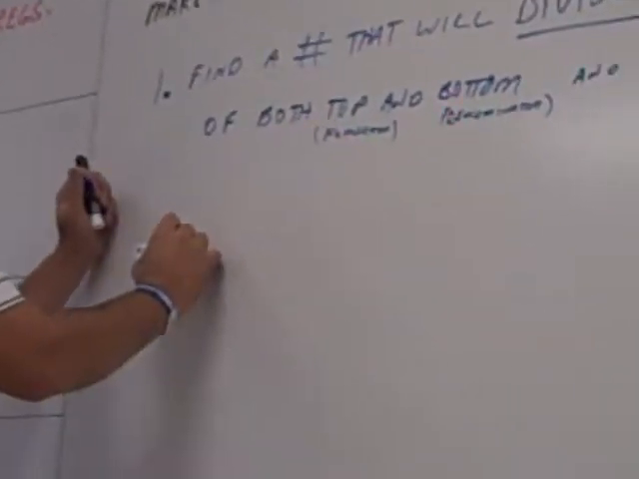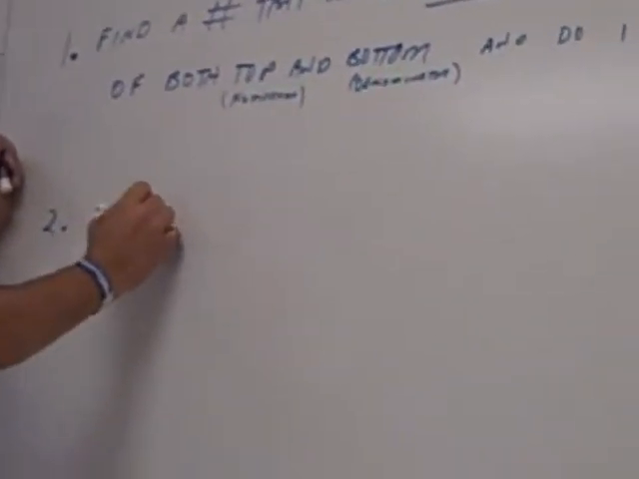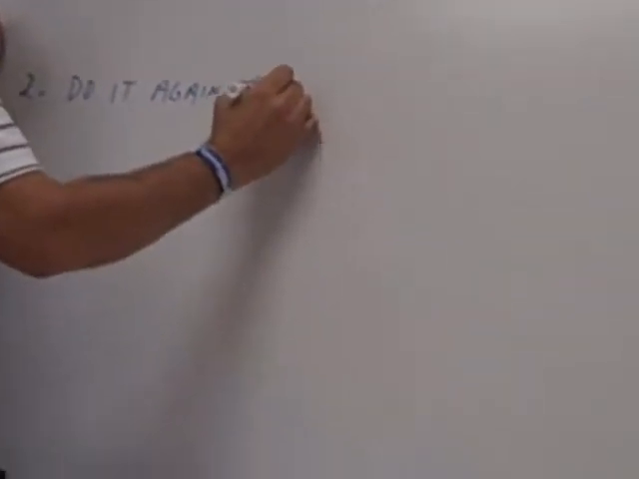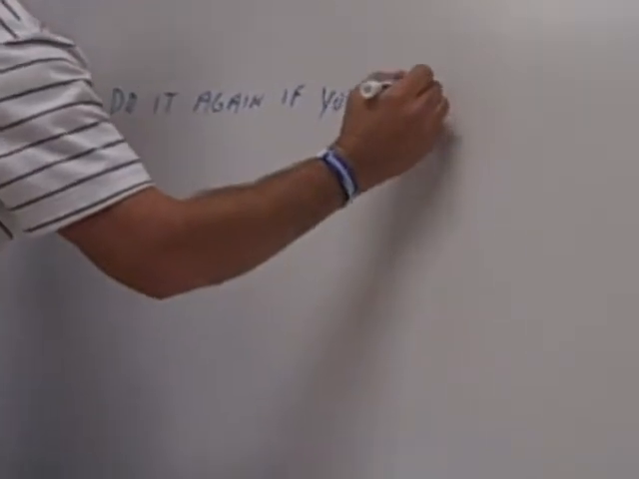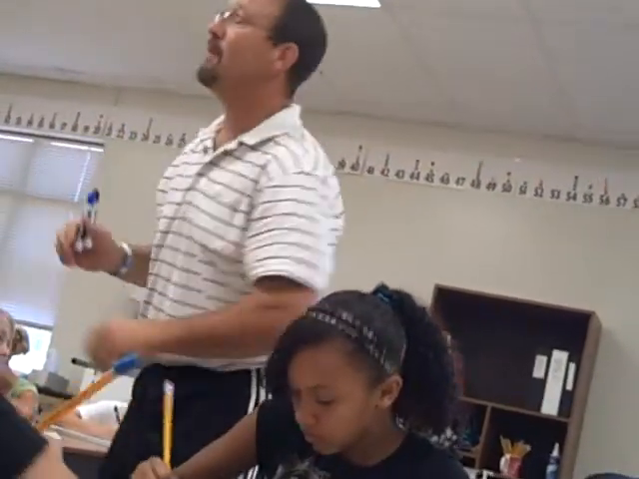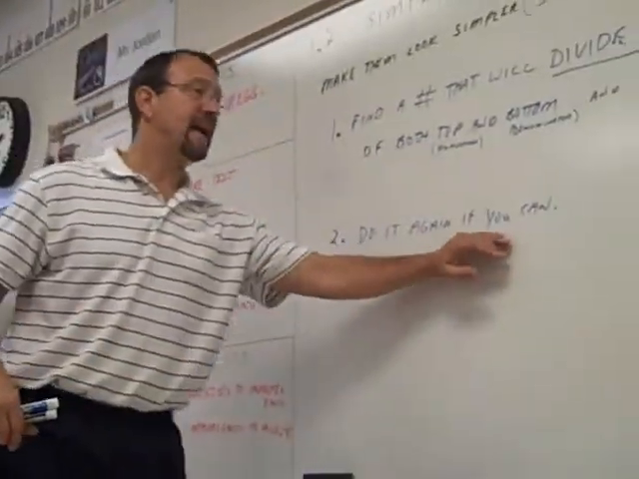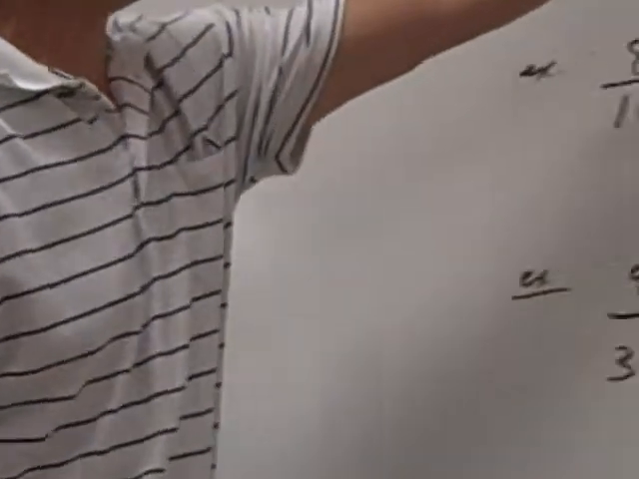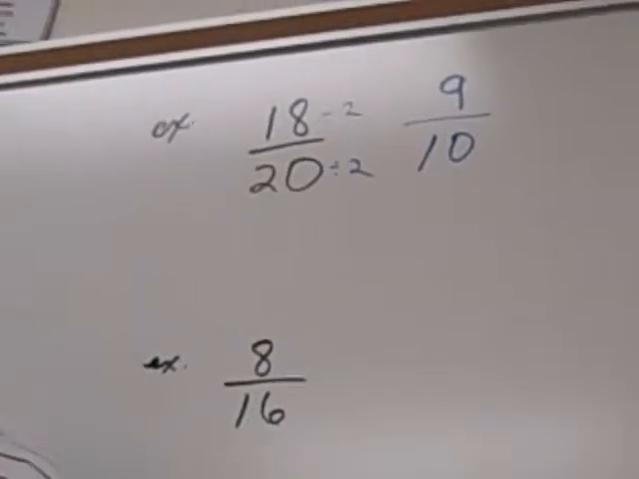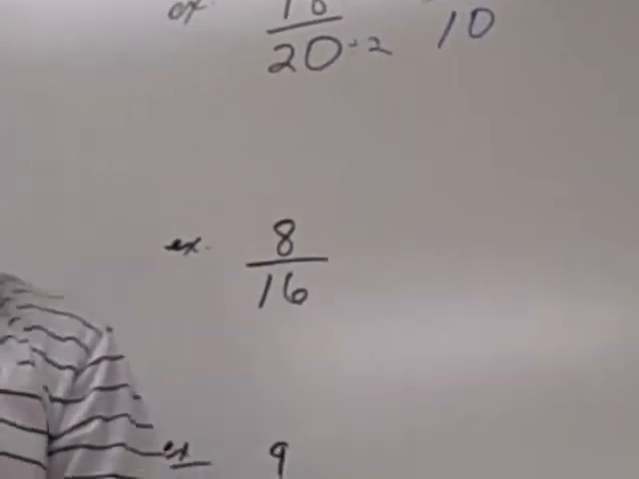Step 2. Do it again if you can. In other words, you keep finding numbers that will divide out. Julian! Hello, boy. Stay with me, dude. I'm up here. Do it again if you can. Keep finding numbers that will divide out. Is there a number that will divide out of a 9 and a 10? No.